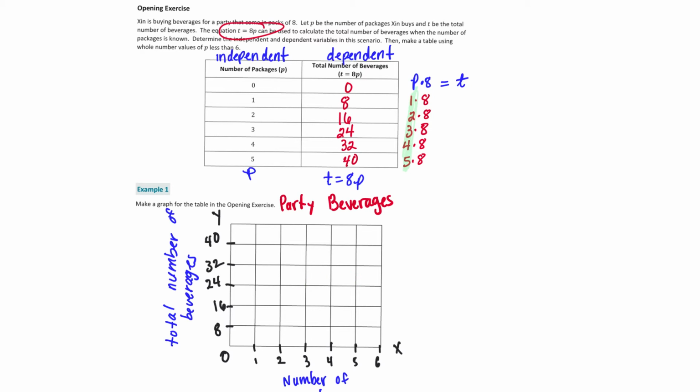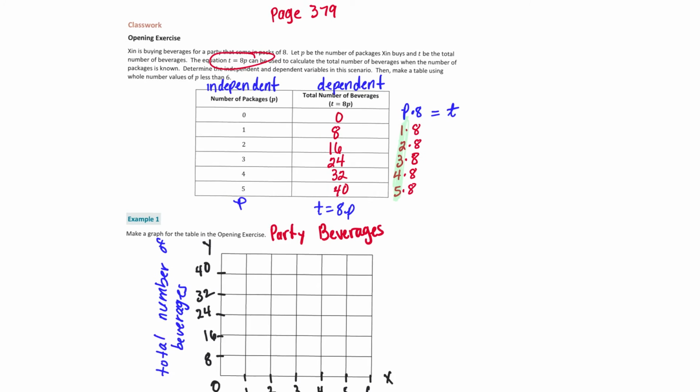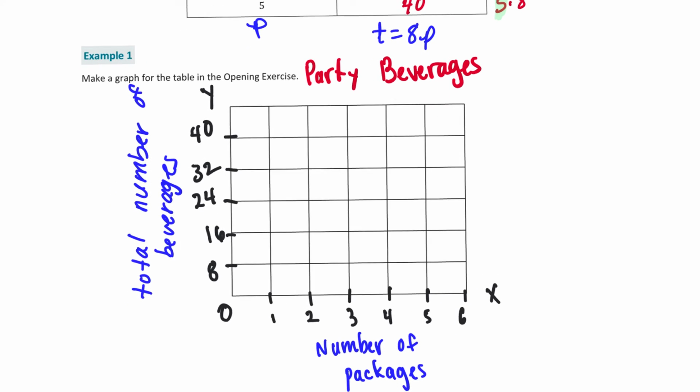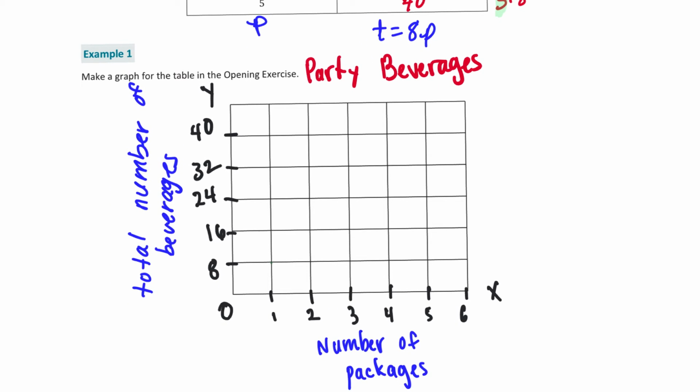Now we know that for one package, how many beverages were included? 8. If you say, Ms. Islas, where did you get that information from? You're going to have to come back here to your table and say, oh, 1 package equals 8 beverages. 2 packages equals 16. And that is the information that I am going to graph. 1 package was 8. 2 packages was 16, 3 packages was 24, 4 packages was 32, 5 packages was 40, and 6 packages was 48. We didn't have it, so I'm just also going to grab the 0 packages.